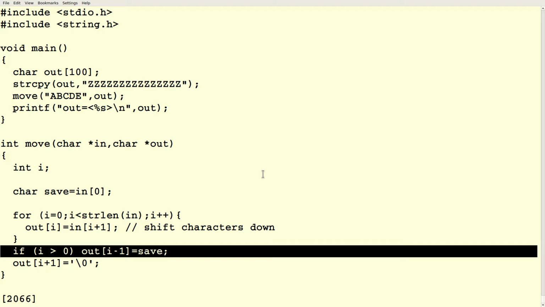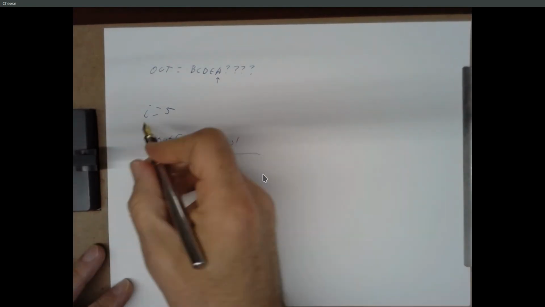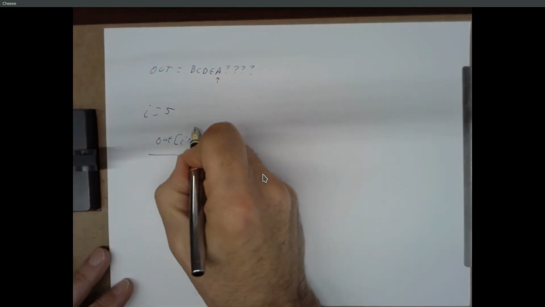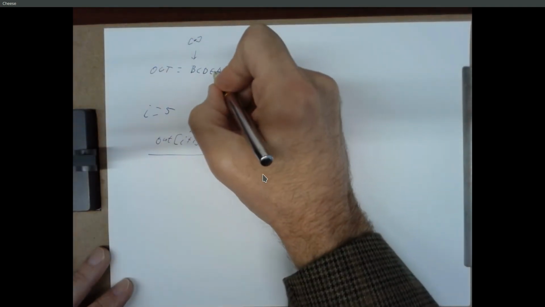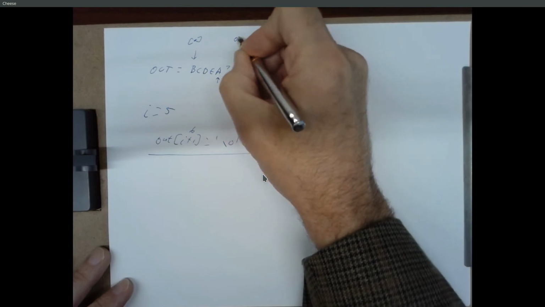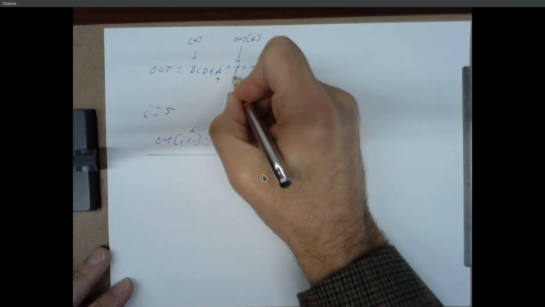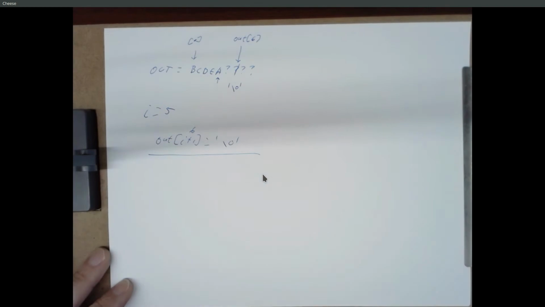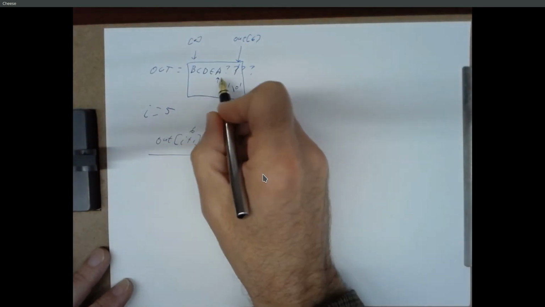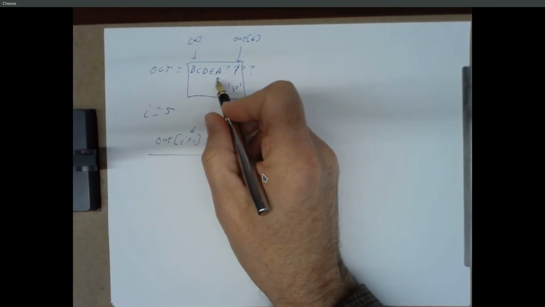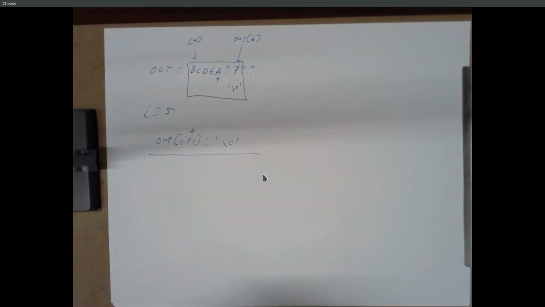But then your last statement says out bracket I+1 equals null terminator. Well, I is equal to 5. This says out bracket 6 is the null terminator. Well, this is bracket 0, 1, 2, 3, 4, 5. This is out bracket 6. So that gets replaced with a null terminator. And what is your final output string? B, C, D, E, A, whatever happened to be in that 6th element, and then the null terminator. That's your problem.